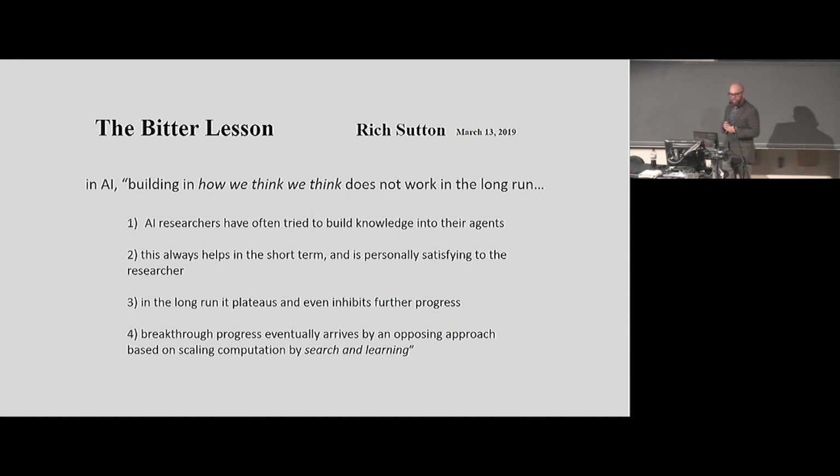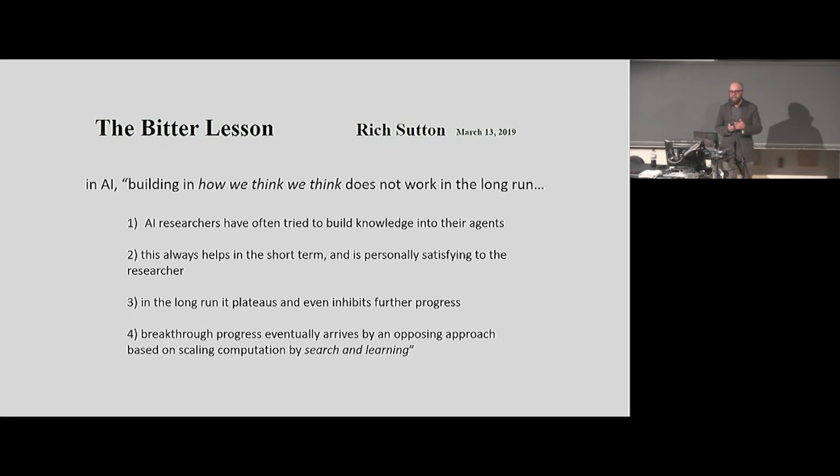It's quite provocative. This idea, as he argues, is that in artificial intelligence, building in how we think doesn't really work in the long run for scaling. So he says that AI researchers have often tried to build knowledge into their agents. This helps in the short term. It's personally satisfying to the researcher. But in the long run, it tends to plateau and even inhibit further progress. And he suggests that instead, breakthrough is going to come from a combination of search and learning.